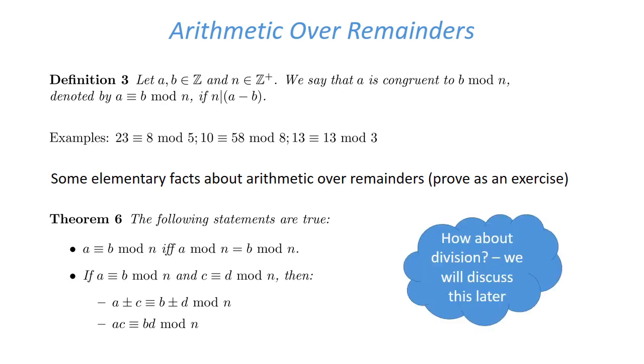Notice over here, I did not say anything about division. I did not talk about what happens if we take A and divide it by B or A and divide it by C, even if we know anything about A being congruent to B or not. This is an important point to note, and we will discuss this later. For now, we will not talk about division.